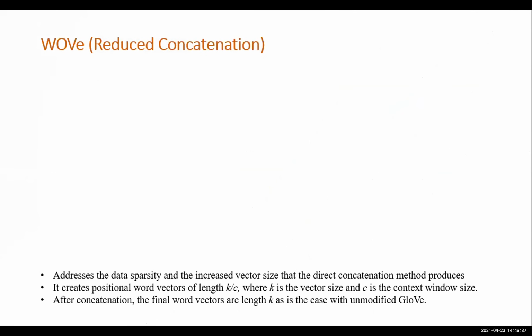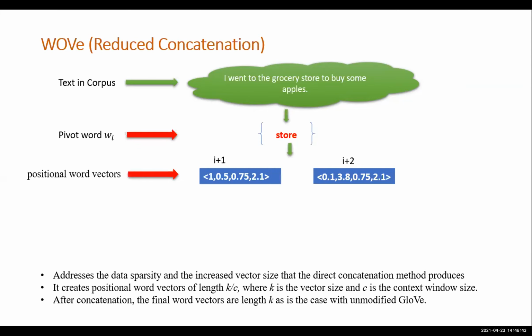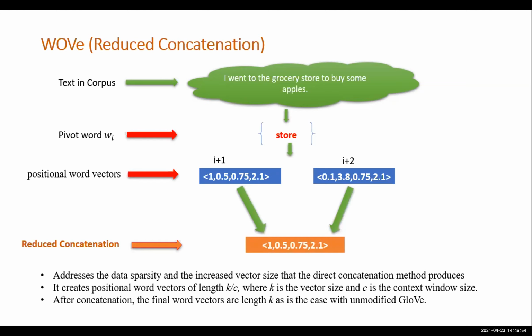The other method is reduced concatenation. For this one, we also have an example here, where we have the pivot word, the store. We will have the two vectors, but here we take half of each of these two vectors. So we will not have the whole vector, but half of each. So the final vector will be the same small size as the normal one that GloVe has.